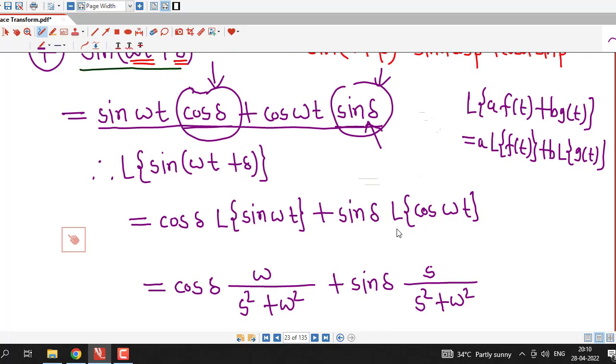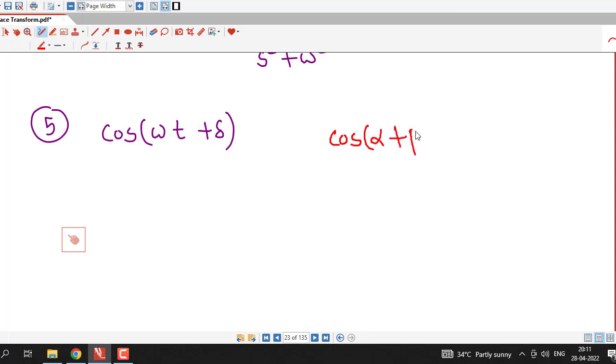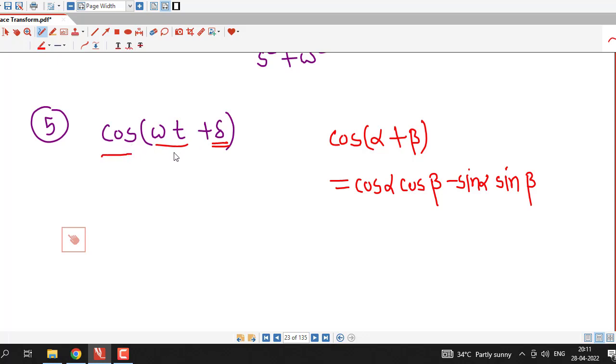In this way we can find the Laplace transform of cosine of omega t plus delta also. For that we recall the formula: cosine of alpha plus beta is equal to cos alpha cos beta minus sin alpha sin beta. Here alpha is omega t and beta is delta, so expand this using the formula and use the formulas for Laplace transform of cosine and sine.